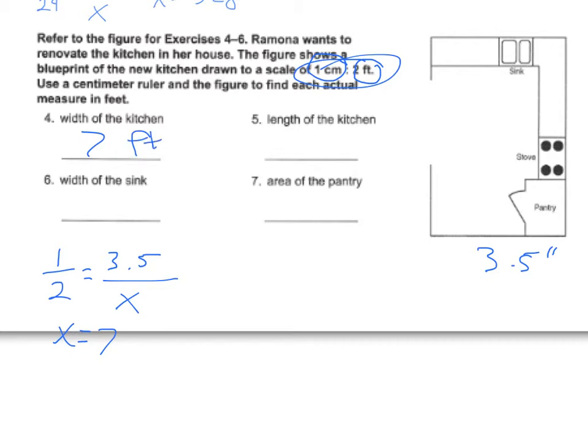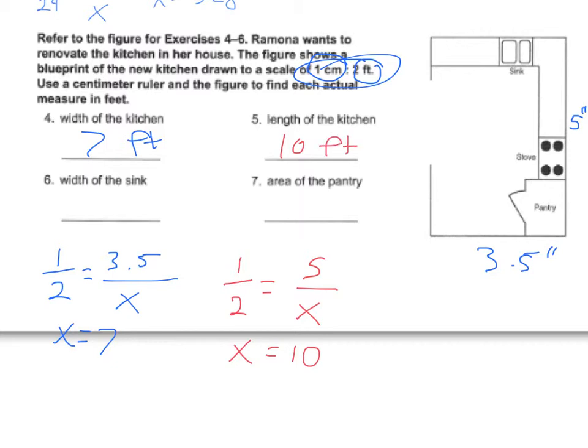The length of the kitchen, if I measured this, I would get 5 inches. So we're going to use our same ratio. 1/2 equals, my inches on the drawing are 5 inches. The actual feet I don't know. I'm going to cross multiply. I'm going to get x equals 10. That means the kitchen actually is 10 feet long.